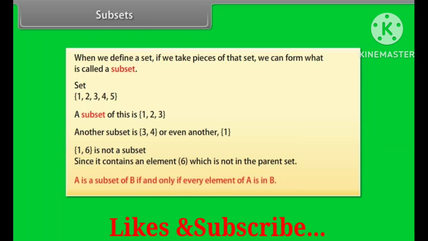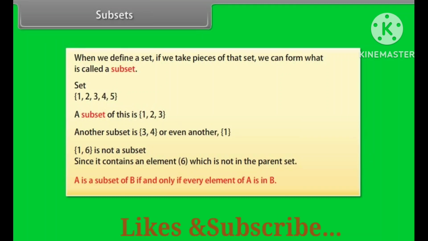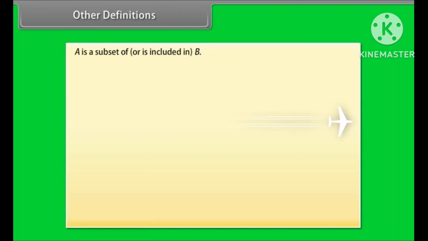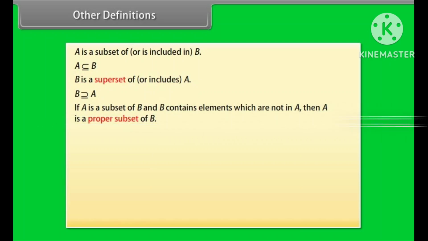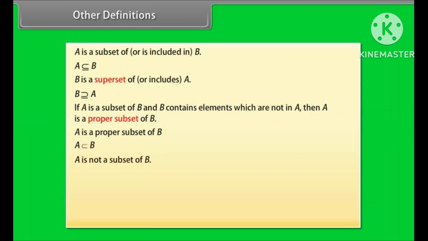In general, A is a subset of B if and only if every element of A is in B. Other definitions. A is a subset of or is included in B, denoted by this symbol. B is a superset of or includes A, denoted by this symbol. If A is a subset of B and B contains elements which are not in A, then A is a proper subset of B. If A is a proper subset of B, we use this symbol to designate that relationship. If A is not a subset of B, we write it this way to designate that relationship.